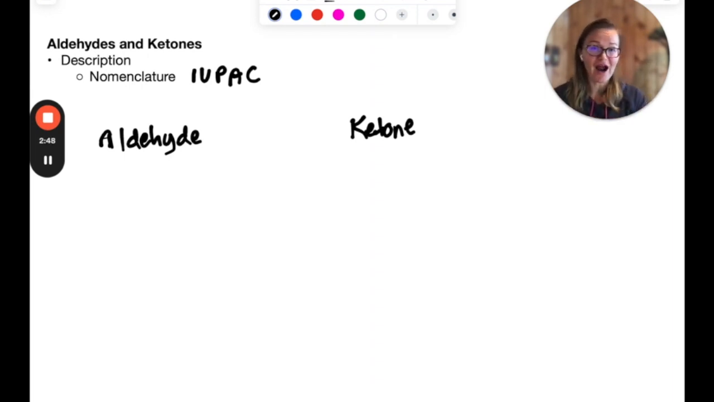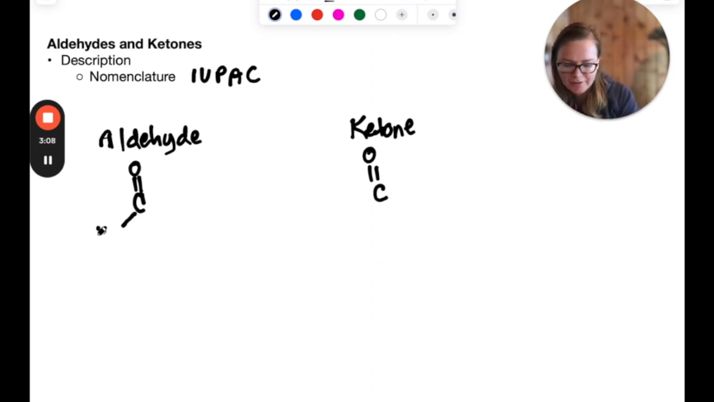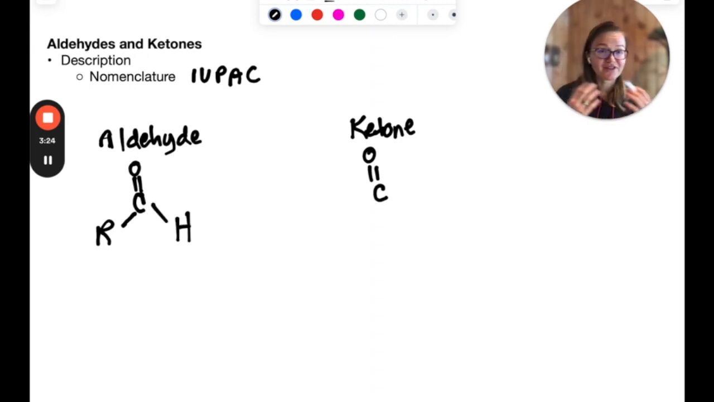So if we have our aldehyde over here on the left, it's going to have a carbonyl group, which is just a carbon double bonded to an oxygen. And our ketone is also going to have that same carbonyl group. The difference is going to be what's attached to that carbonyl carbon. In an aldehyde, we're going to have one R group. Remember, an R group just means some other compound, and one hydrogen. Versus in our ketone, we're going to be attached to two different R groups. So that means two different carbon-based compounds. So the only difference is the aldehyde has to have at least one hydrogen.